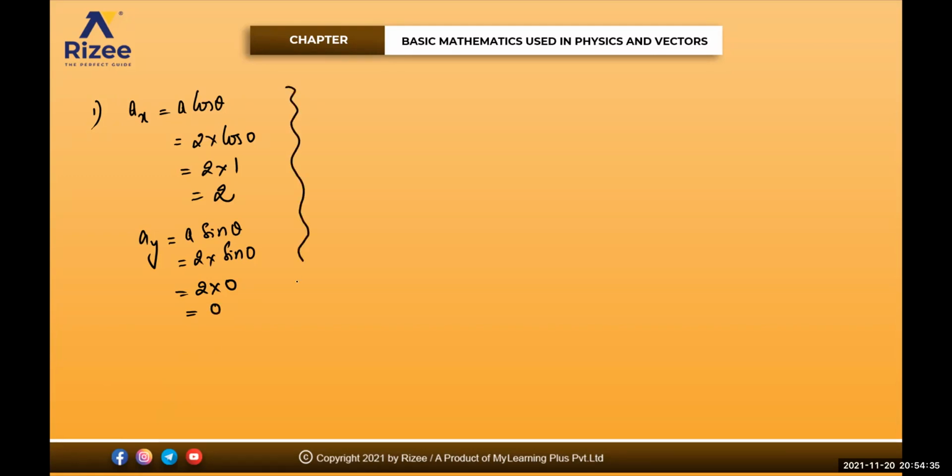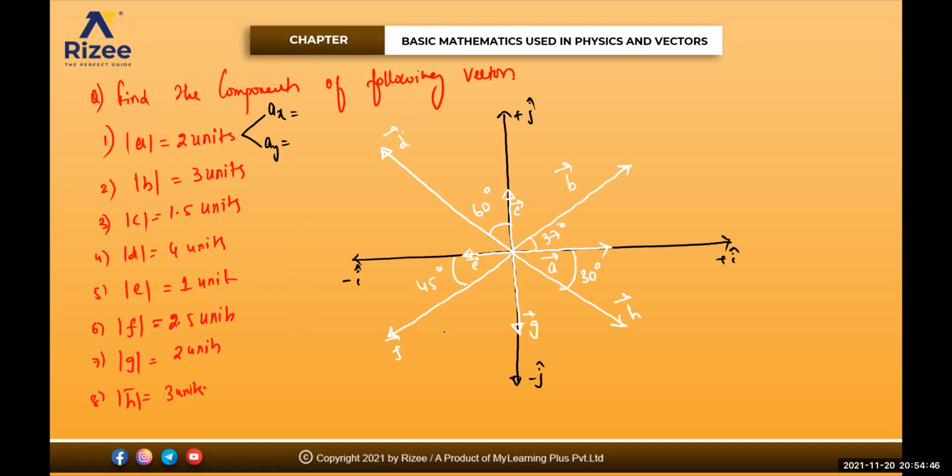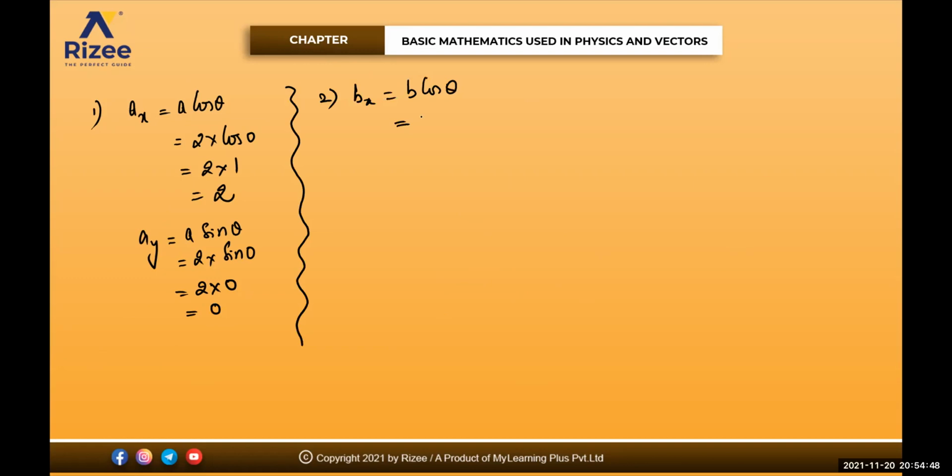Second one. Bx will be equal to b into cos theta. Cos value, 37. B value is given how much, you see? B value is given as 3. So this is 3 into cos 37. Cos 37 is how much, beta? 3 into 4 by 5.